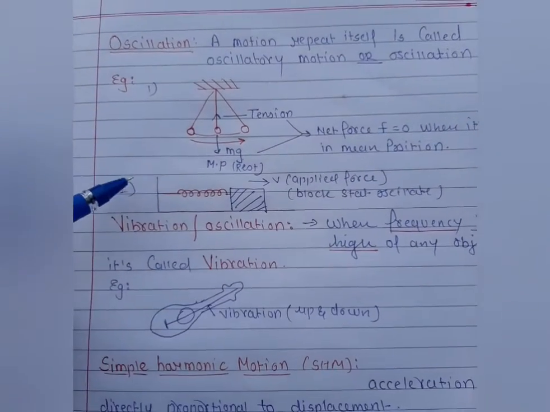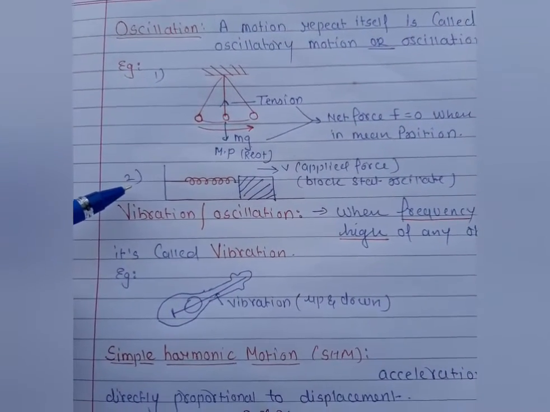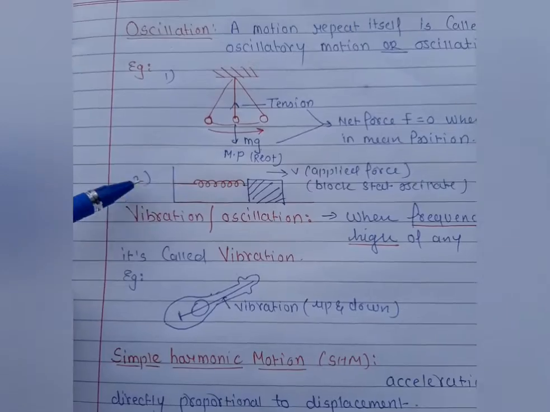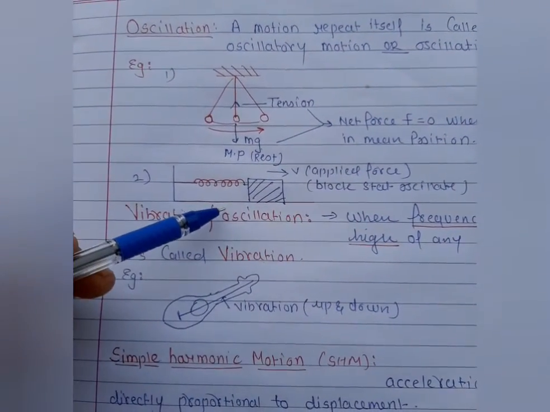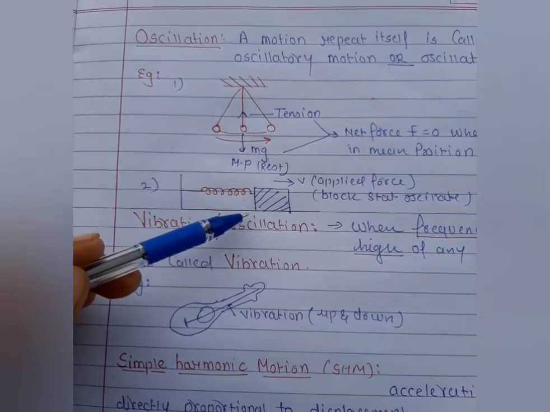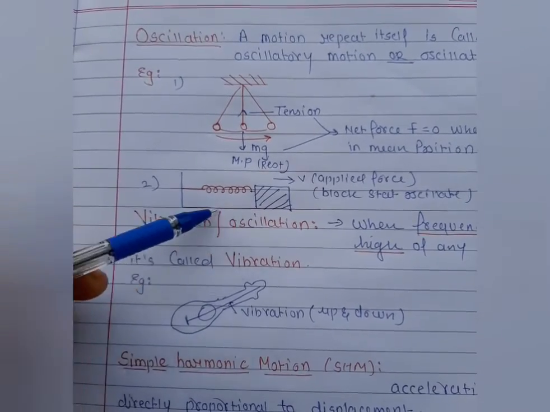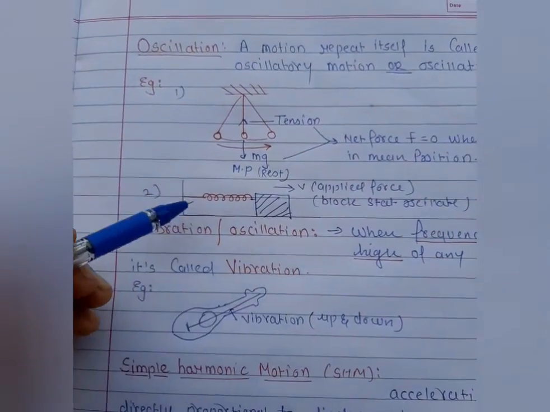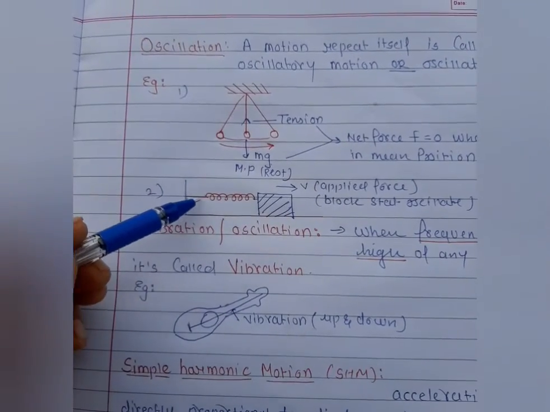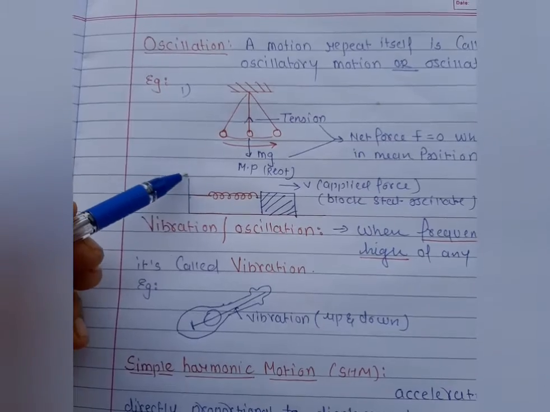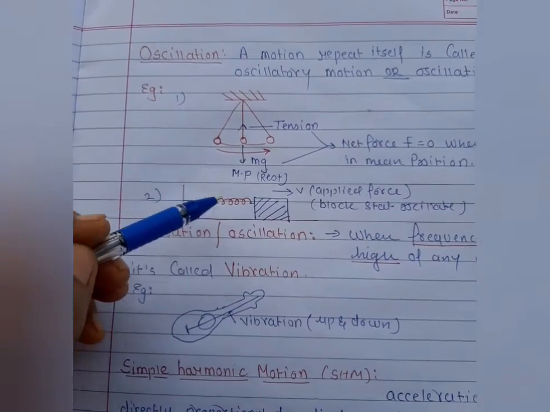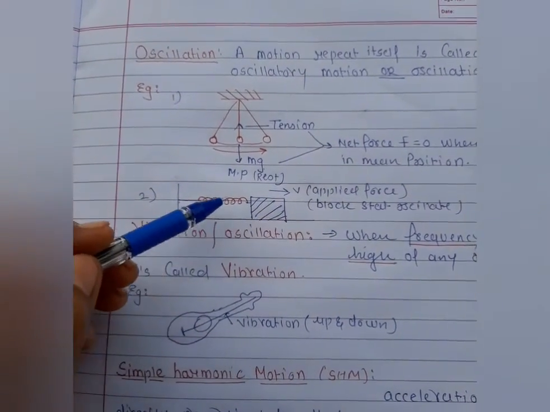Here I can take one more example. This example you have probably already done in 11th standard. So here I am taking one more example. A horizontal surface is present here, and a spring is connected to this surface with a vertical surface, and there is one block present.